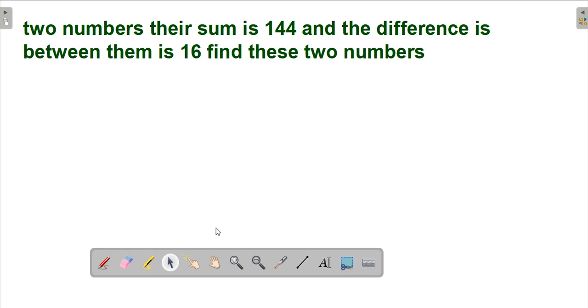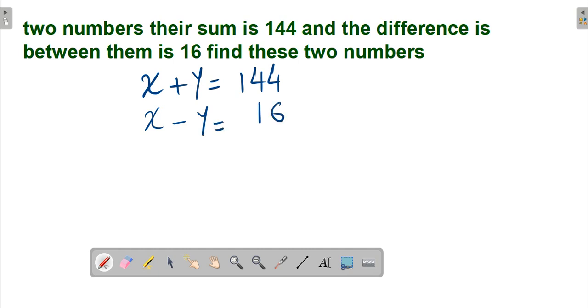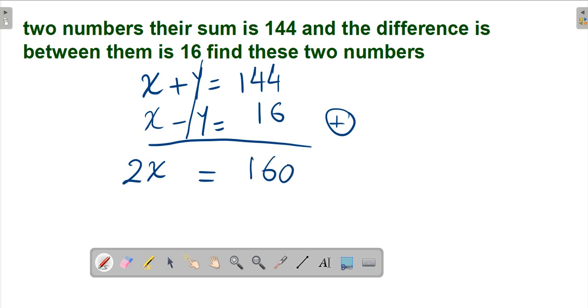I consider you pause the video and you solve it, and you back again. X plus y equal 144. X minus y equal 16. Then add the two equations. X plus x equal 2x. Y plus minus y equal 0. 144 plus 16 equal 160.